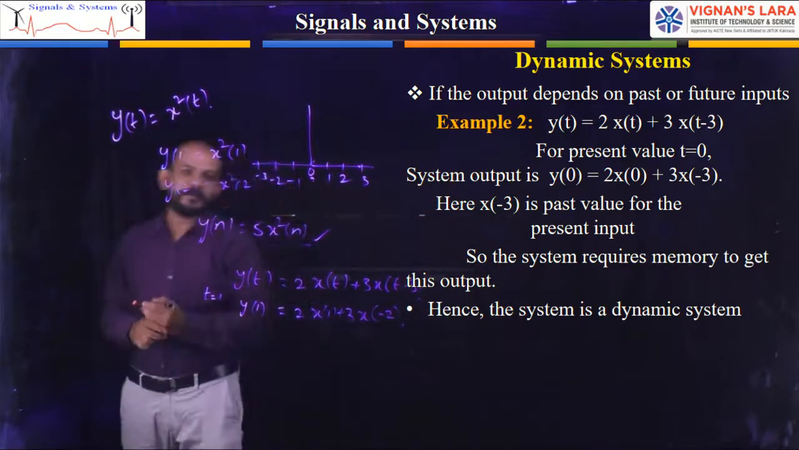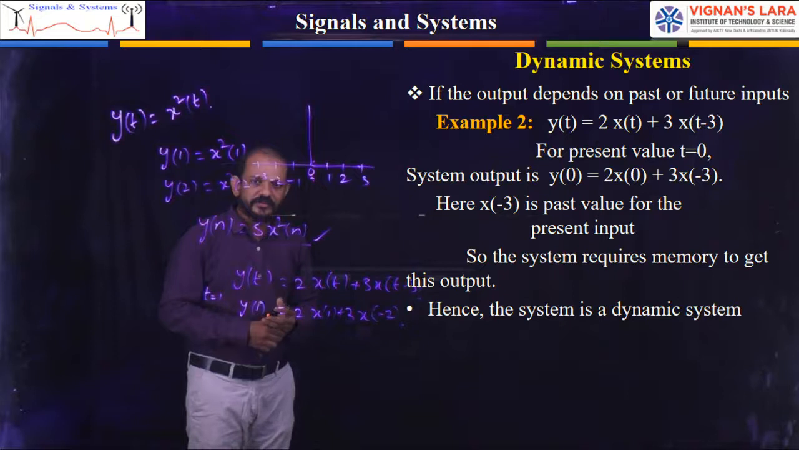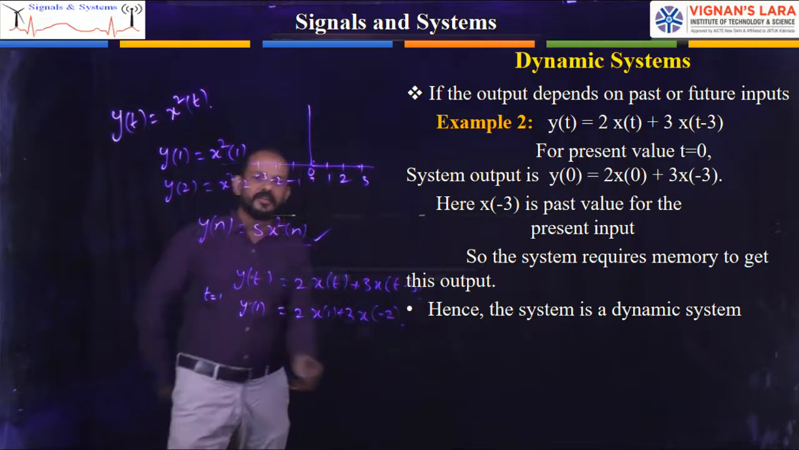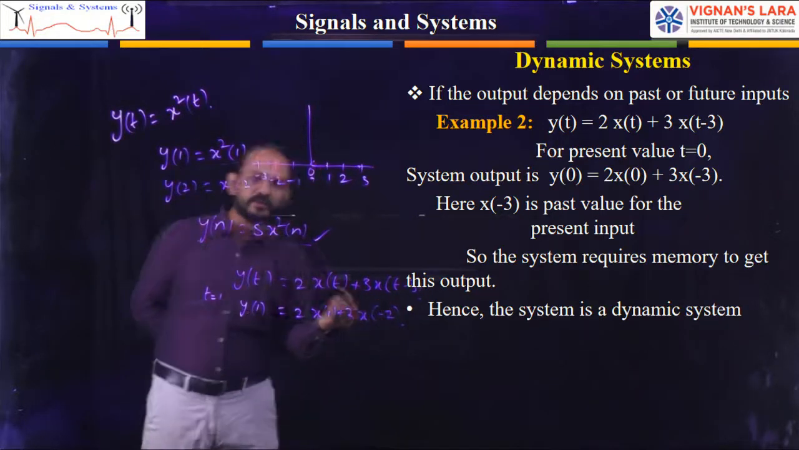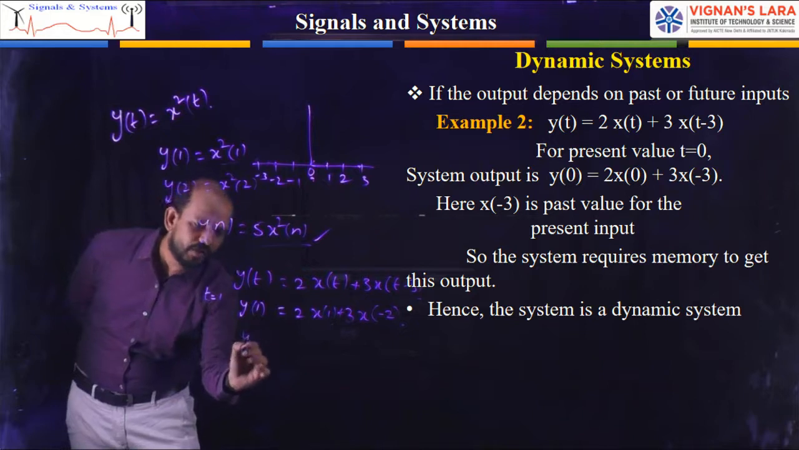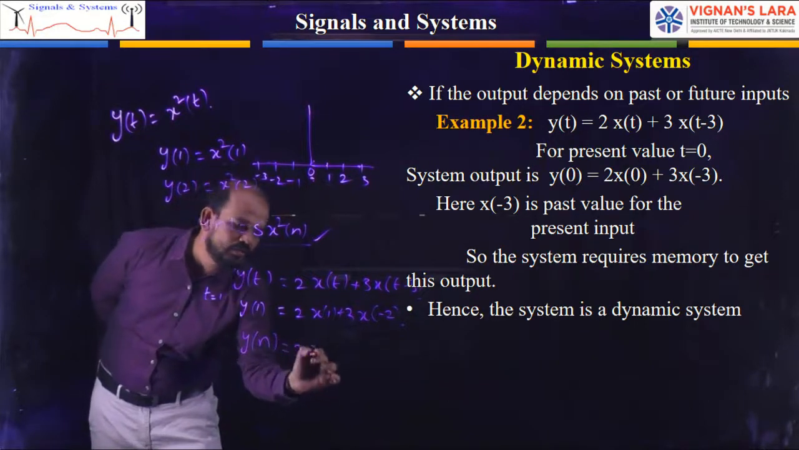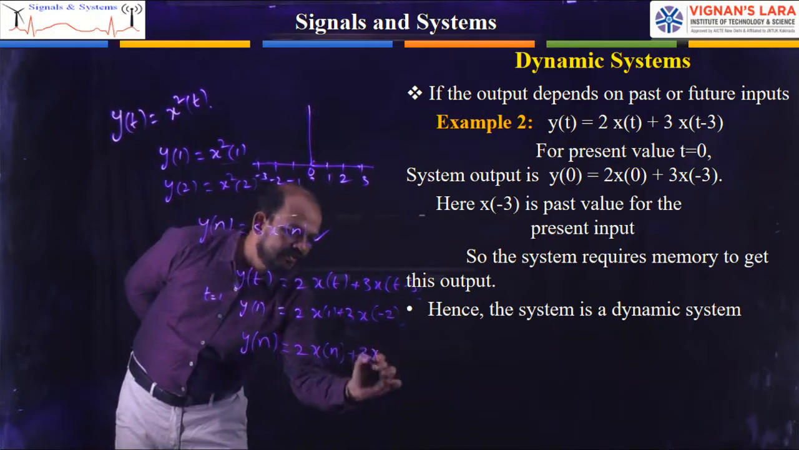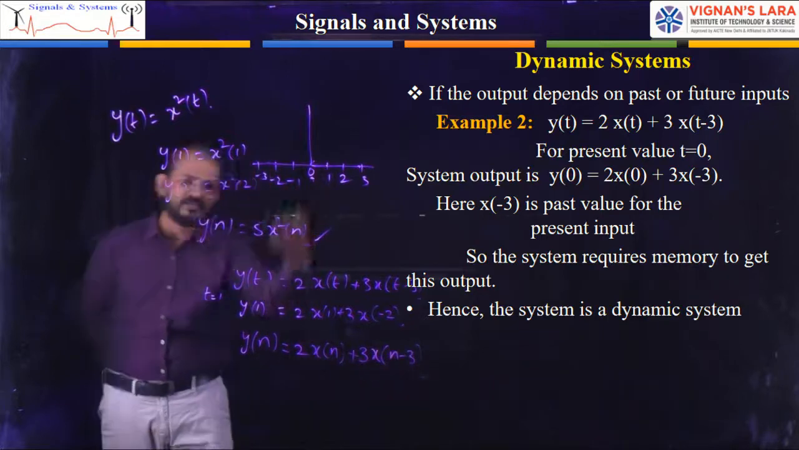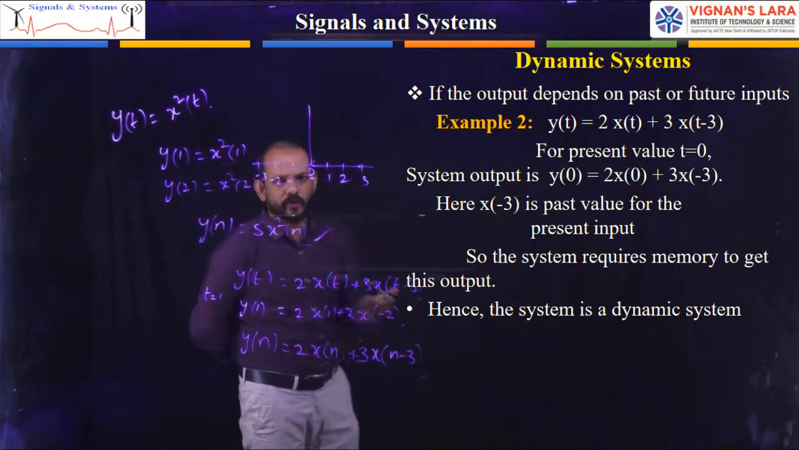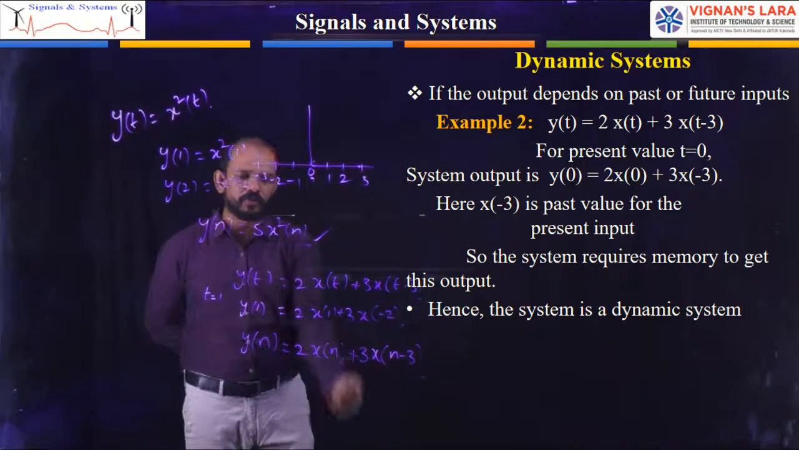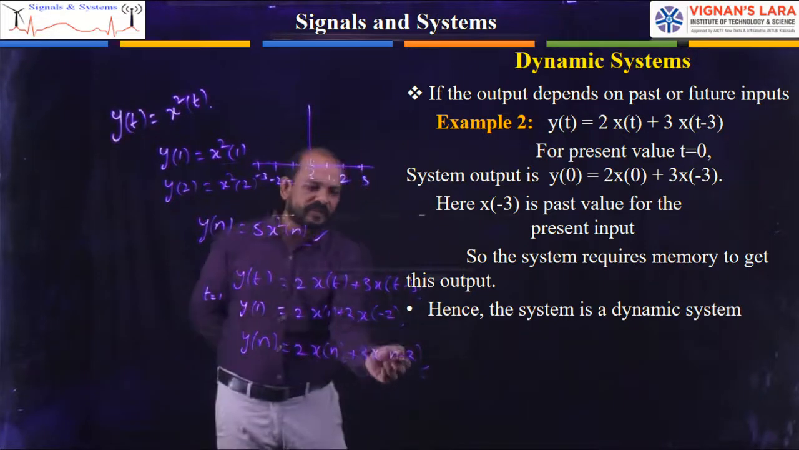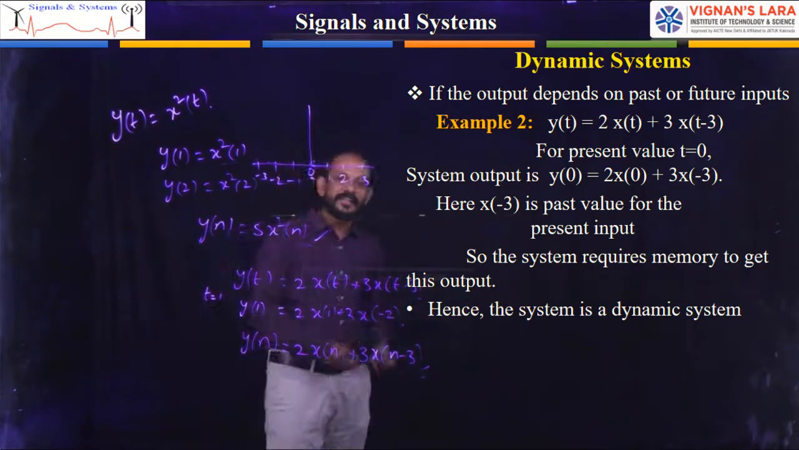So this is with respect to the continuous time variable. Now, in the same example, if I want to explain with discrete time, I will just replace t with n. How will you write the equation? y of n equals 2 into x of n plus 3 into x of n minus 3. The concept is the same. For n equal to 0, y of 0 equals 2 into x of 0 plus 3 into x of minus 3. As it depends on x of minus 3, which is a past value, you can say it is a dynamic system.